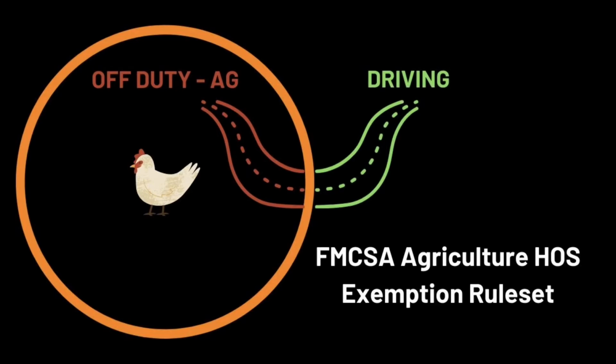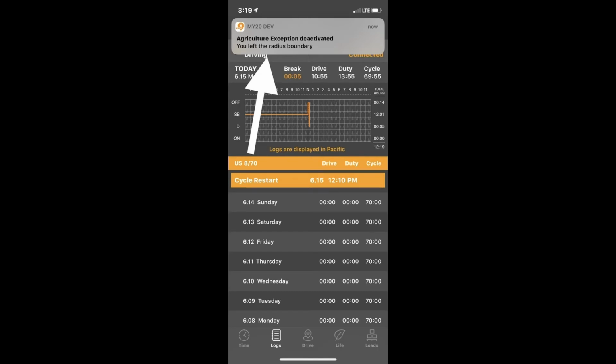Any driving activity inside the 150 air mile boundary will be shown on your daily RODS as a dashed line on your off-duty status. When your GPS position is leaving the 150 air mile boundary, you will receive a pop-up message that you had left the radius boundary. You are no longer under the FMCSA's Agricultural HOS Exemption rule set.